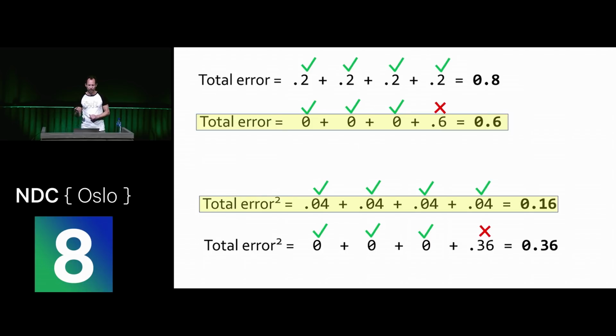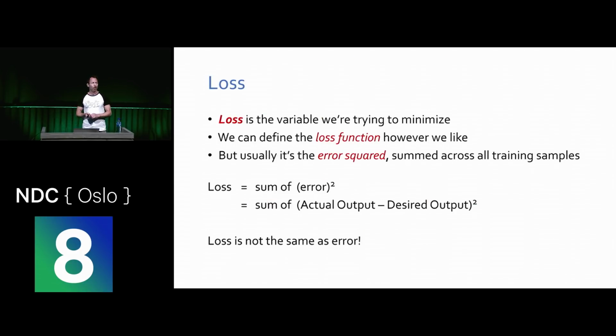We need another term to describe what we're minimizing. And the term that we use is called the loss, right? Or the cost. That's a synonym. Right? The loss is whatever we're trying to minimize. We can define that loss function however we like, but the most popular loss function is the error squared. Simple and easy to calculate.